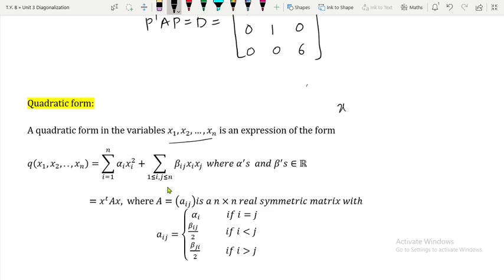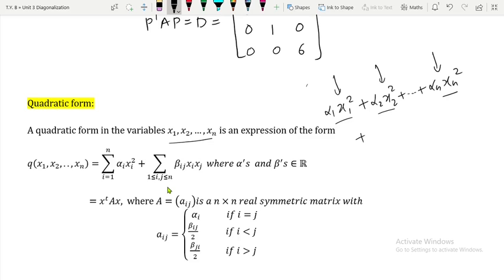I mean, the quadratic form involving these variables x1, x2, up to xn is nothing but, first of all, you are going to have alpha 1 x1 square plus alpha 2 x2 square plus so on up to alpha n xn square. You can see each term is homogeneous having degree 2, and the entire thing is a homogeneous equation having degree 2, and each term is of degree 2.